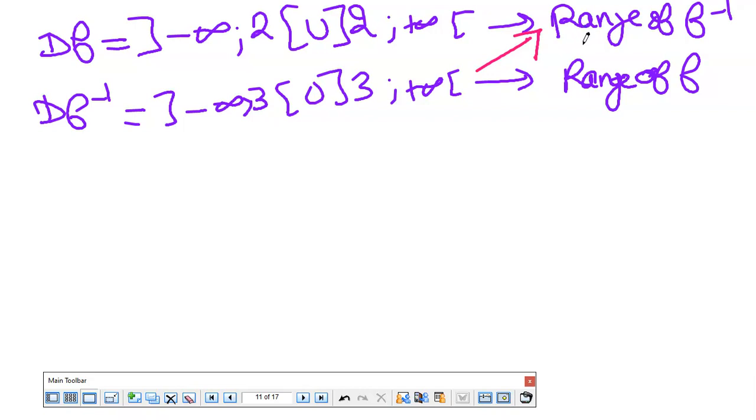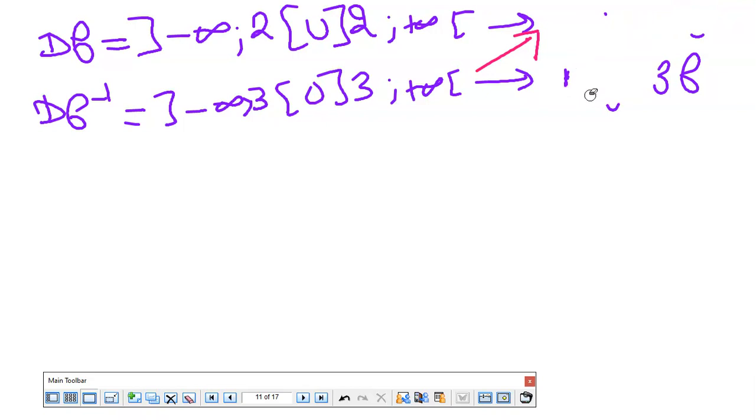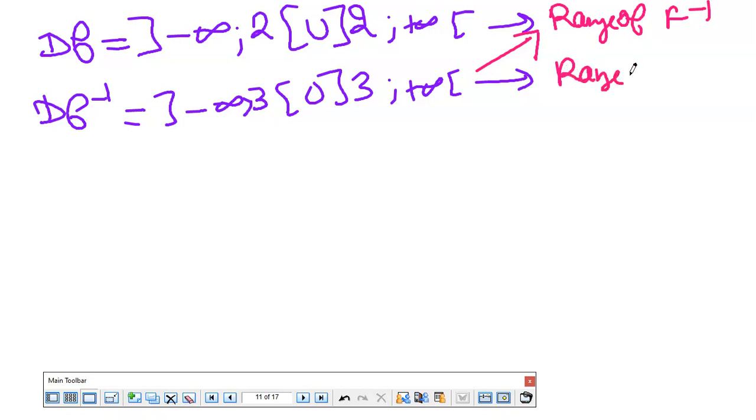So what is the range? The range is the domain of f minus 1. What will be the range? So this domain here represents the range of f minus 1. And this domain here represents the range of f. This is the domain of f, this is the range of f. This is the domain of f minus 1, this is the range of f minus 1.